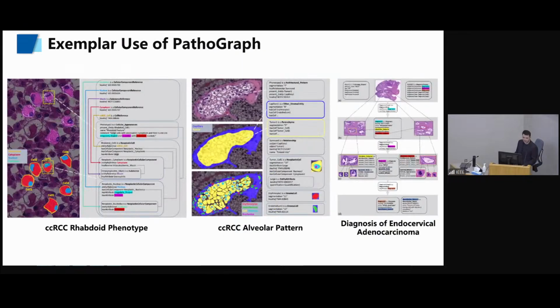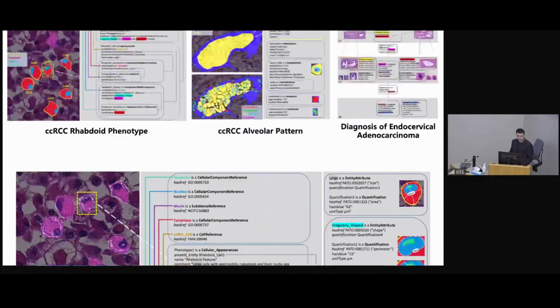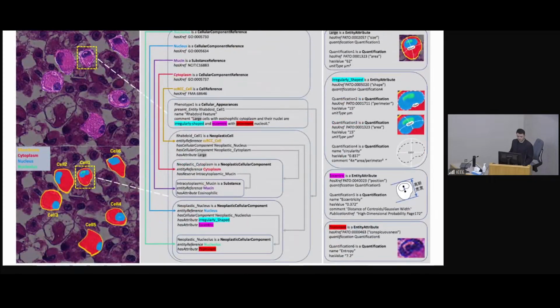We have applied pathograph to represent numerous phenotypes and diagnostic approaches, but due to the time limit, I'll just skip this part.